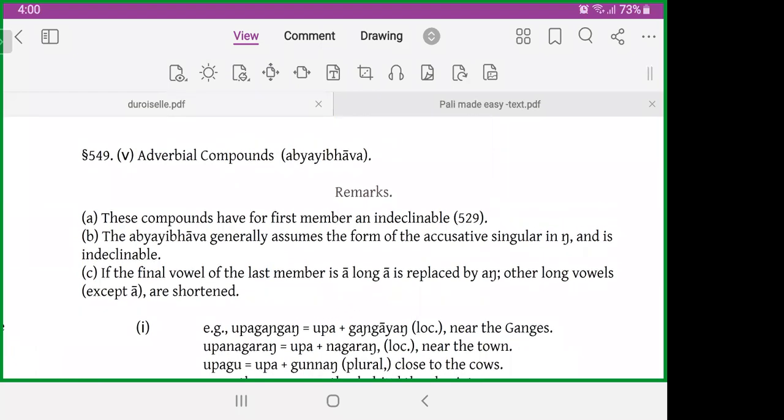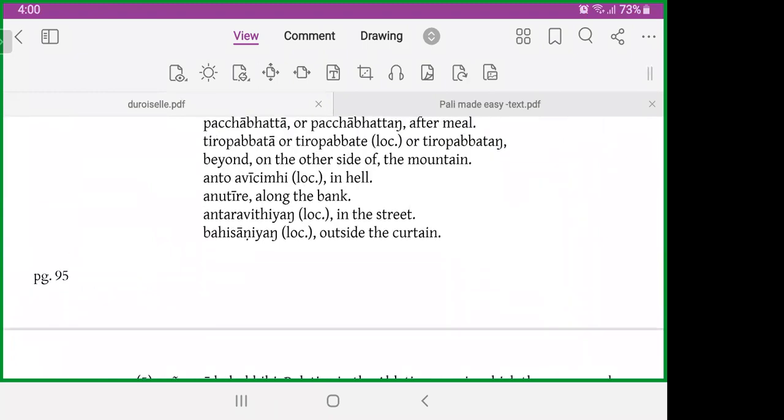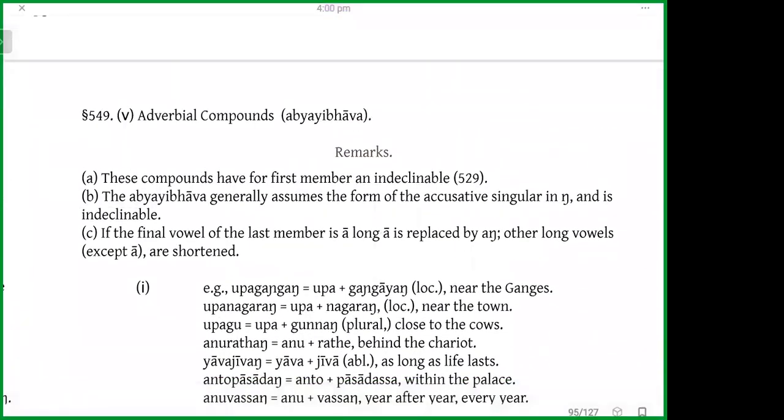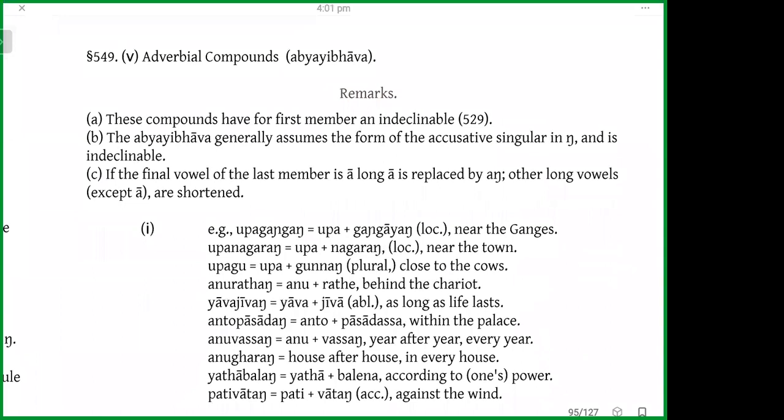All right, just now we finished all the adjectives already. Now this is, I think, not so difficult. Yeah, it's kind of like adverbs here. Okay, so we read together. All right, number 5. Adverbial compounds, Abyayibhava. Remarks. Okay, these compounds have for their first member an indeclinable. The abyayibhava generally assumes the form of the accusative singular in M and is indeclinable. The final vowel of the last member, long A, is replaced by other long vowels except A, which are shortened.